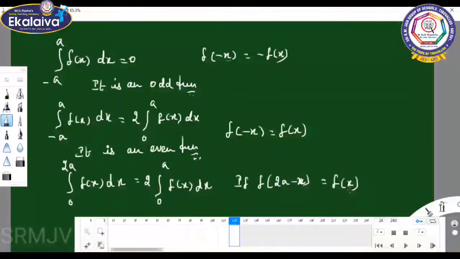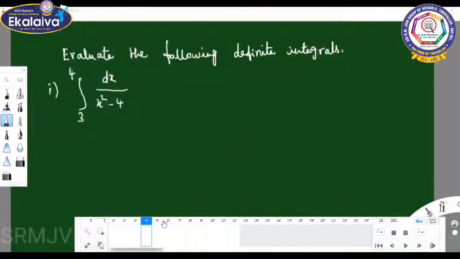See the first sum. Integral 3 to 4. Evaluate the following definite integral. In this sum, we are not using the property. Straight away, we can apply the formula: integral 3 to 4 dx by x square minus 2 square. You can take it as I equals integral 3 to 4 dx by x square minus 2 square. So what is the formula you are having?